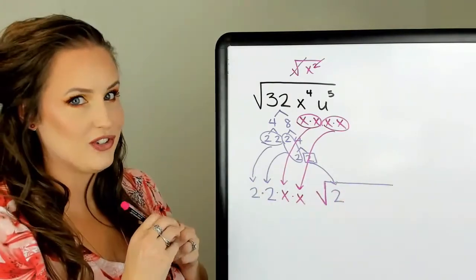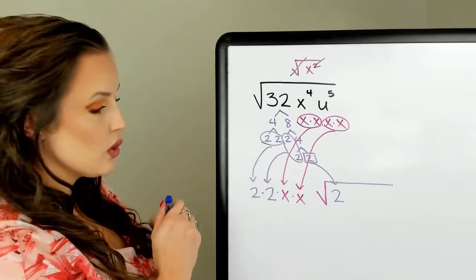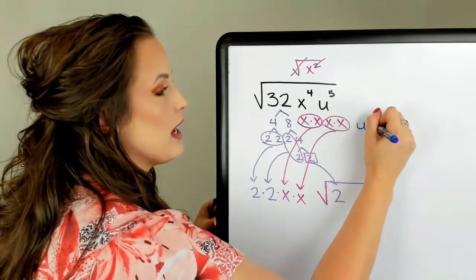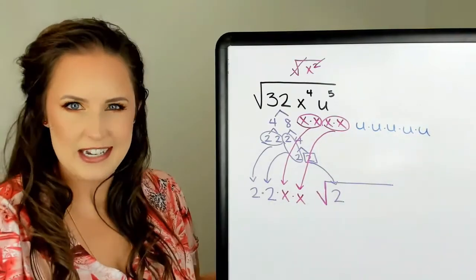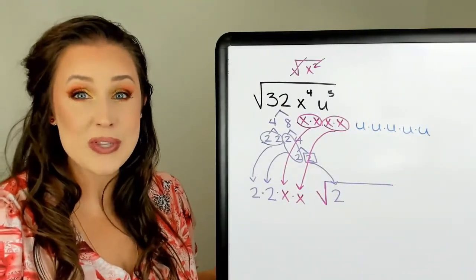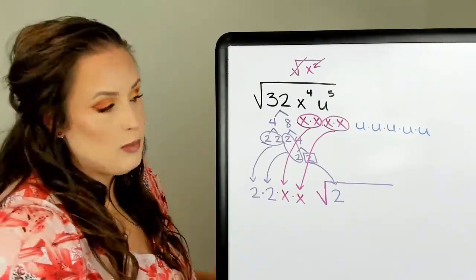All right, so let's do the same thing with the u's. So u to the 5th would be u times u times u times u times u. Now you can see that this is pretty tedious having to write them all out. Like what if that was u to the 15th power? But as you're first learning, it does help to write it all out, in my opinion.